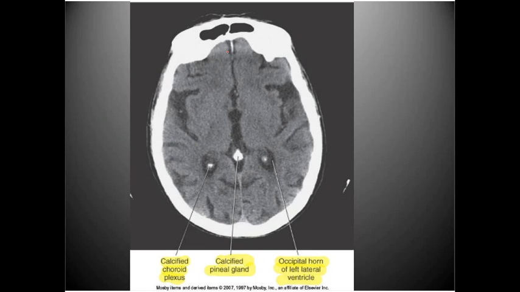Okay, in this image we have the falx cerebri. Lateral fissures. The occipital horn. Third ventricle. Calcified choroid plexus and also calcified pineal gland.